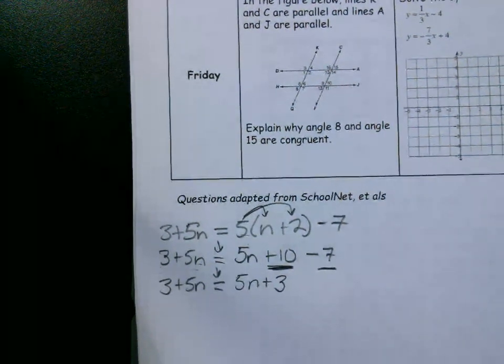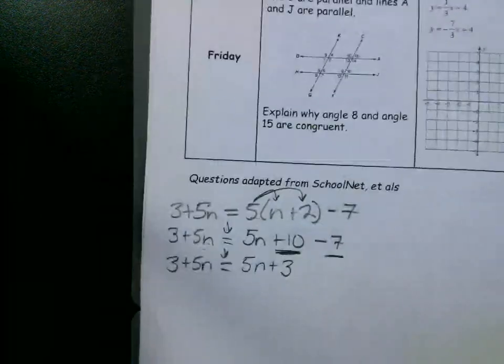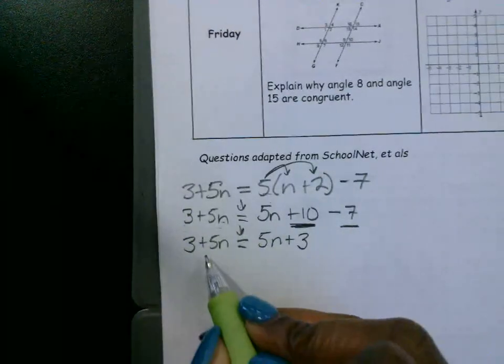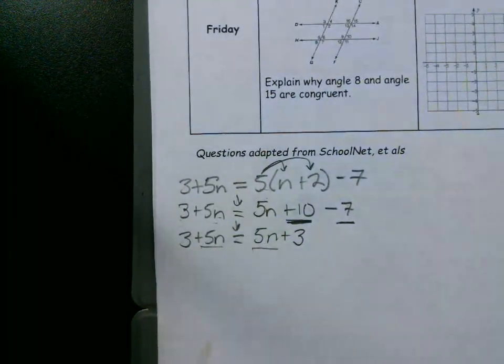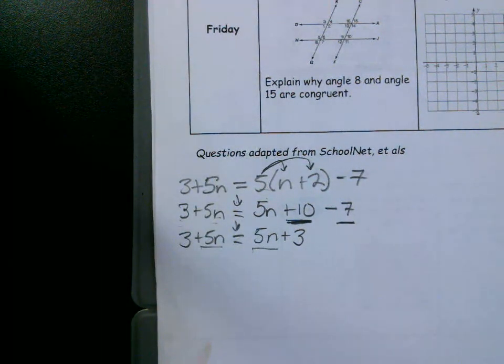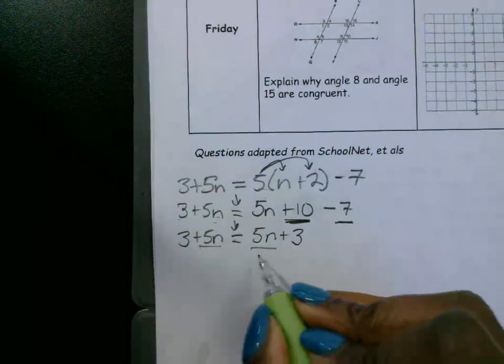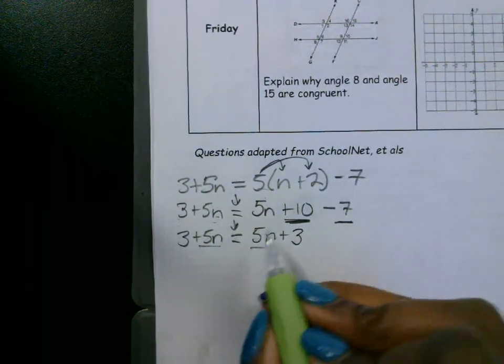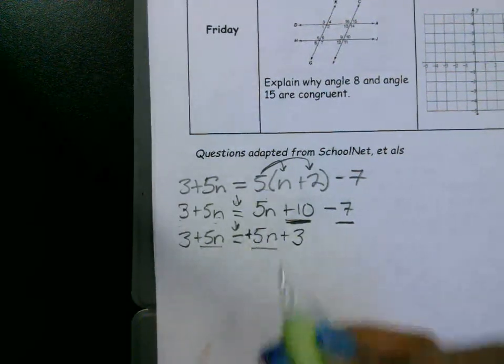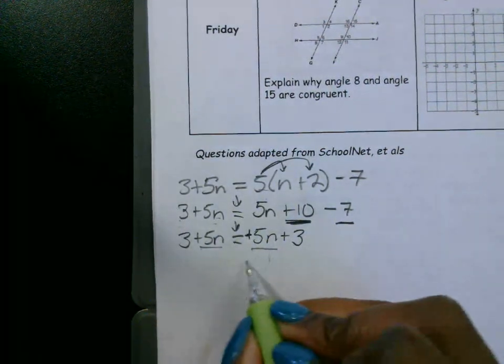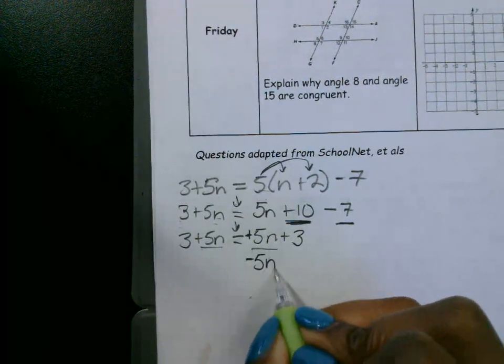Now we are going to move the variables to the same side. We have 5n over here and 5n over here. We're going to move them to the same side. Doesn't matter because they're the same. So I'm going to subtract this 5n and move it over here. Why am I subtracting, Ms. Reyes? Because this is a positive 5n. The opposite of a positive is a negative. So we're going to subtract it to move it.